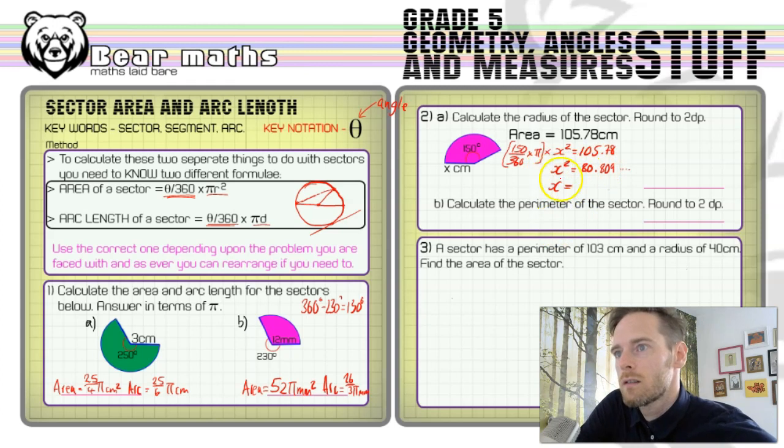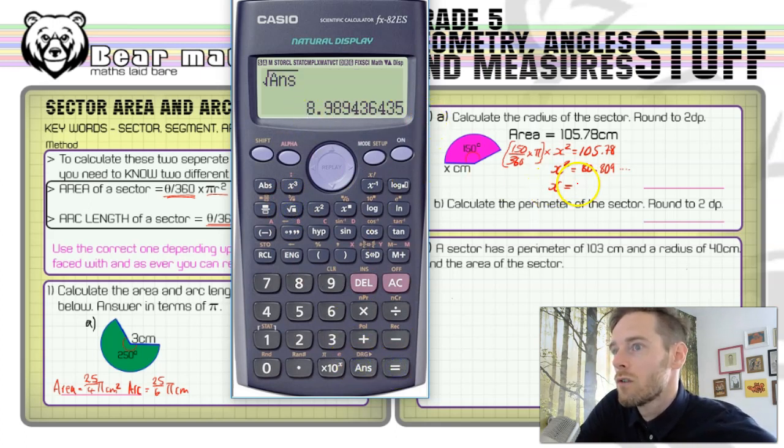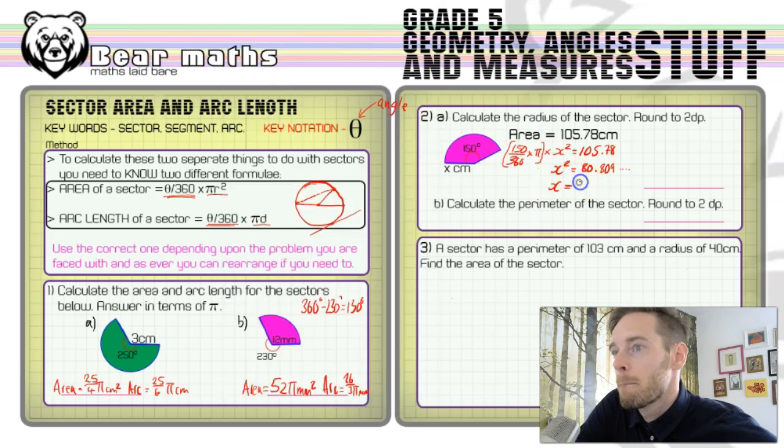Okay, square rooting is how you get rid of the squared value of x. So I'm going to square root the answer. Now I'd get 2 solutions here, and I'm going to ignore the negative one. All right, so square root of the answer equals. Now I'm ignoring the negative version of that answer because lengths can't be negative. Okay, so rounding that to 2 decimal places, the radius equals, or x equals 8.99 centimeters.